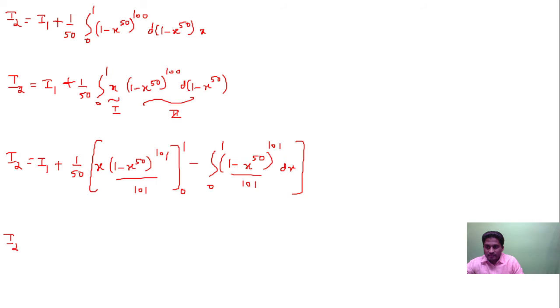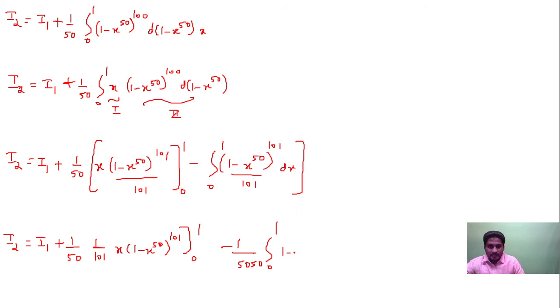Now I2 is equal to I1 plus 1 by 50 into 1 by 101, x into (1 minus x to the power of 50) whole to the power of 101 between the limits 0 to 1, minus 1 divided by, if you open the bracket, you get 5050, and then the integral from 0 to 1 of (1 minus x to the power of 50) whole to the power of 101 dx.